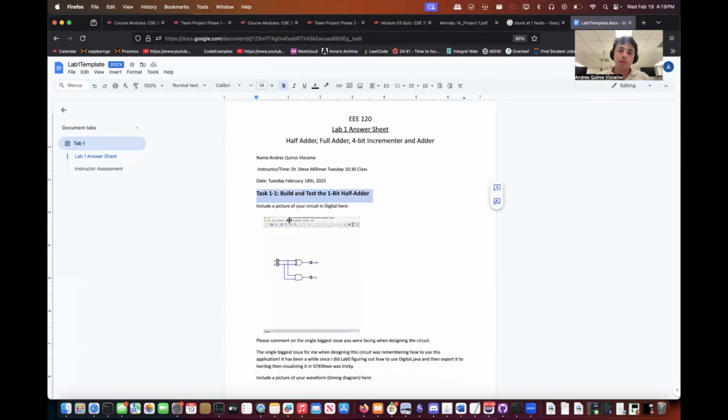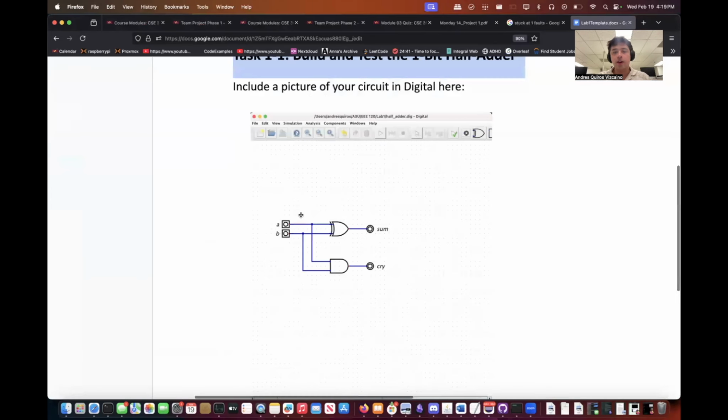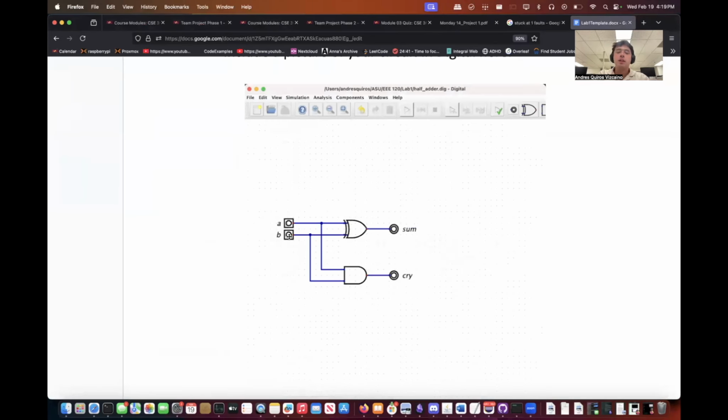The first thing we did was the 1-bit half adder. We have two buttons, A and B. If you press the A button, the sum turns on because if it's just one, then it's just one. But if both are pressed, the carry turns on because 1 plus 1 can't fit, so it goes into the next bit.